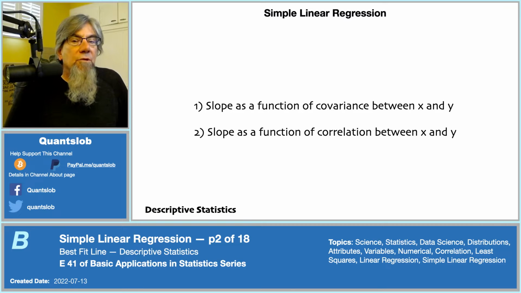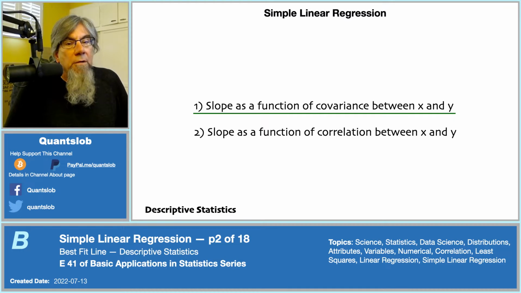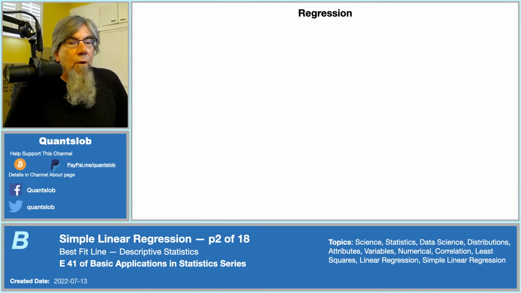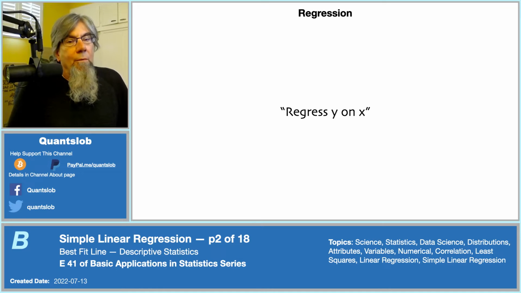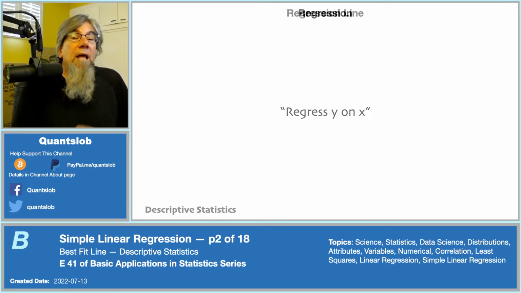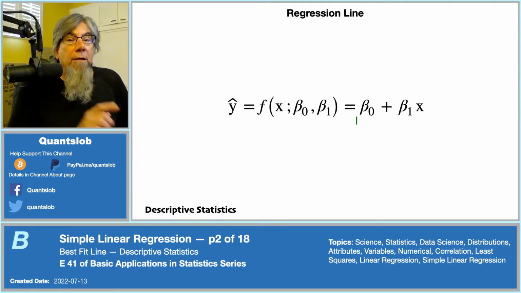There's a couple common ways to do this. We can, for one, calculate our slope as a function of covariance between x and y, or we can calculate our slope as a function of correlation between x and y. And we're going to go ahead and use the covariance method. It's maybe just a little bit more direct. In the context of regression, we typically refer to our predictor or independent variable as x and our outcome or dependent variable as y. Generically anyway, it's just a notation thing. We say we regress y on x.